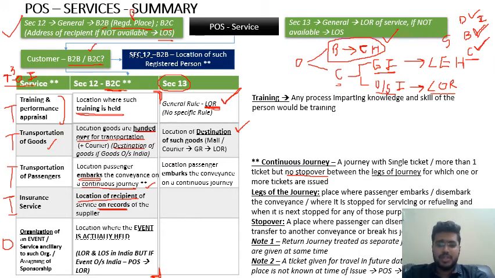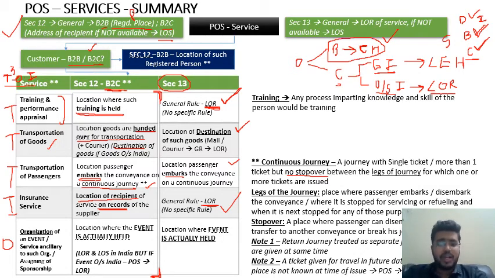Transportation of passengers, right? This is same as section 12, guys. The location where the passenger embarks the conveyance on a continuous journey, that will be the place where he is boarding, that will be considered as the place of supply. This is same as section 12, even for section 13. Even if the supply customer is outside India, the place of supply provisions are same. Insurance services, there is no corresponding insurance provision in section 13. This will follow again the general rule, which is location of recipient of service, guys, right?